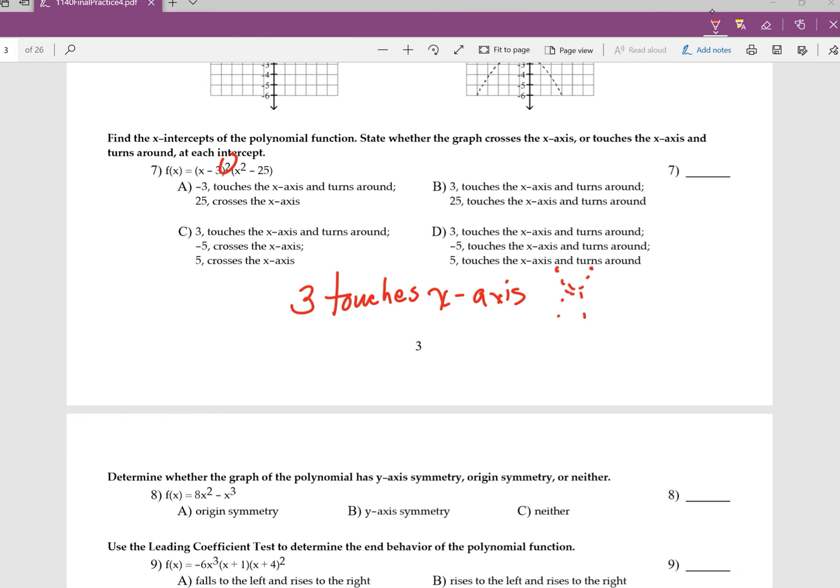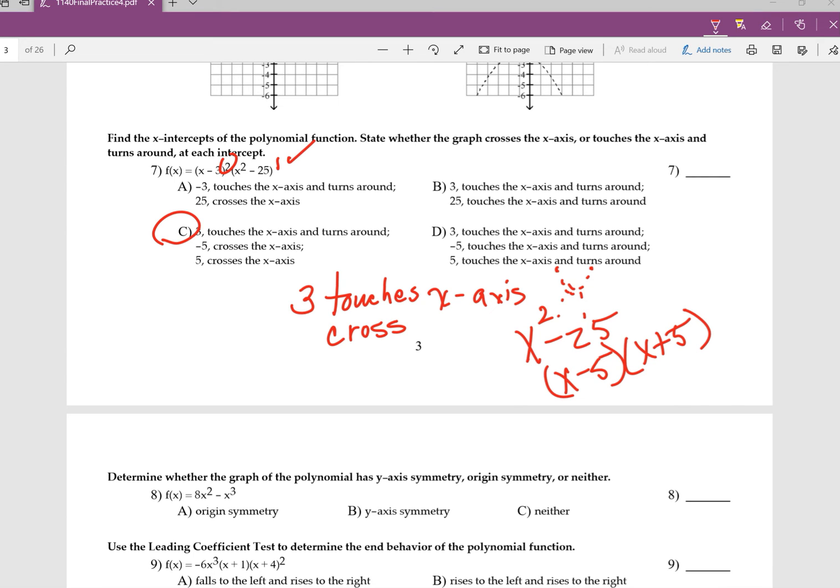In this case it's positive, so it should be curving this way. And then you can see that you have x squared minus 25, which is multiplicity 1. So that's going to go through or across. So in this case, I would say it's answer choice C, because if I were to factor x squared minus 25, that's obviously x minus 5, x plus 5. And both of those are multiplicity 1, which means that it will cross. Multiplicity 1 refers to that exponent there.